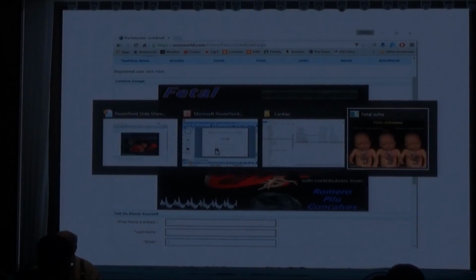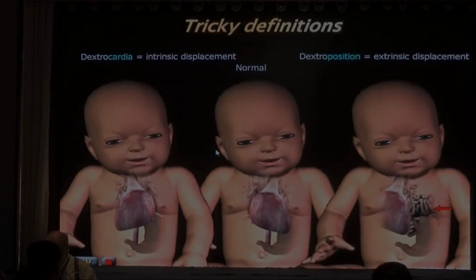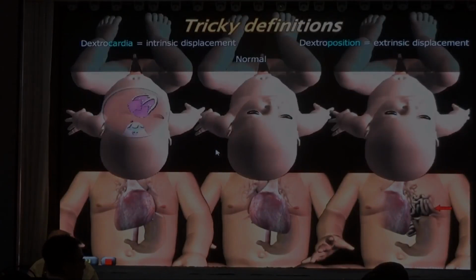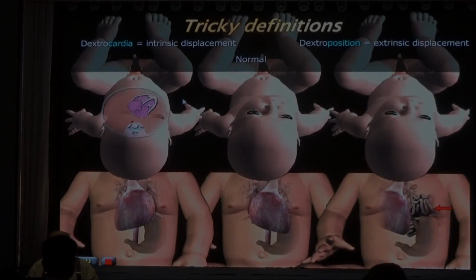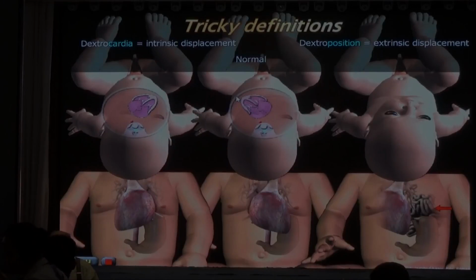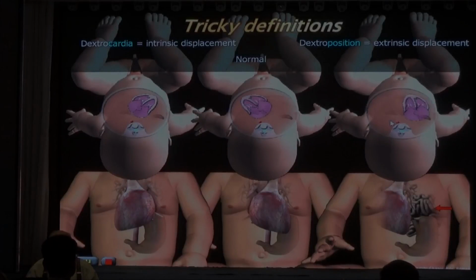So let's go back to our dextroposition. So in the baby that has dextrocardia, the apex of the heart is on the right side. In the normal baby, the apex is on the left side. And in dextroposition, the heart is on the right side. By looking at the apex, it is pointing to the front or pointing to the left side. So a big difference. Dextrocardia is pointing to the right side. Dextroposition is pointing to the front.